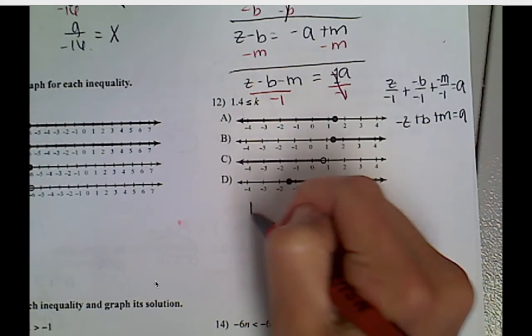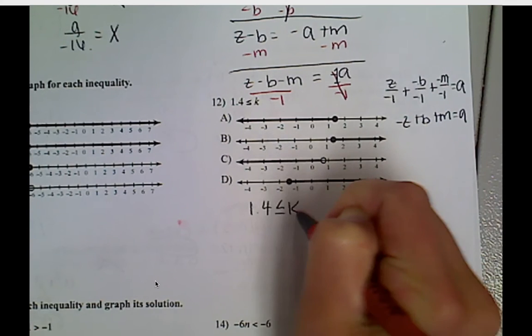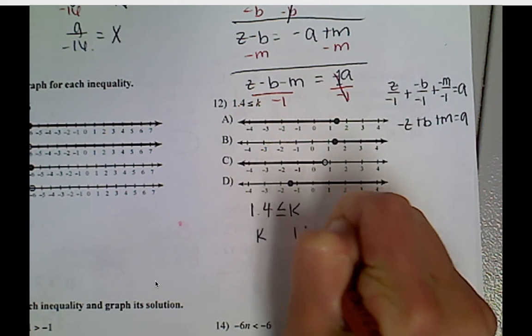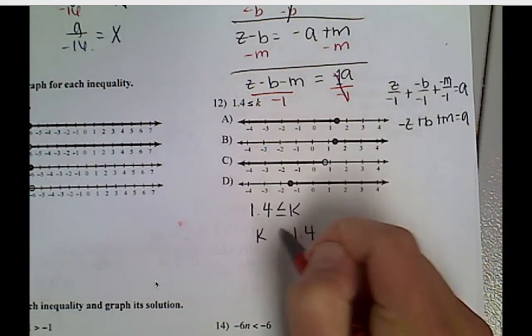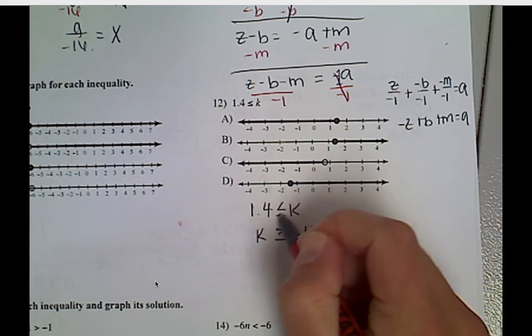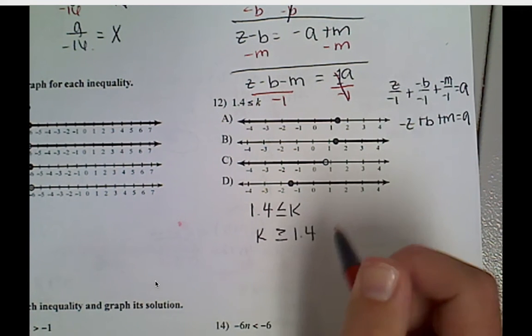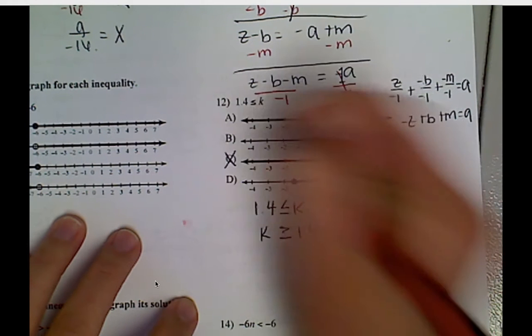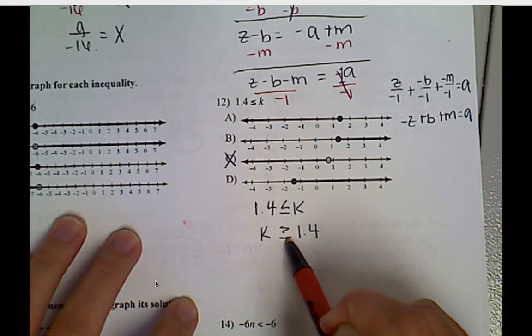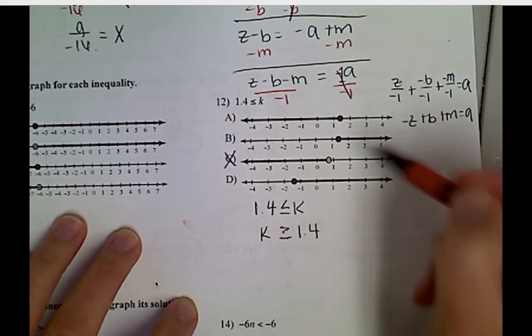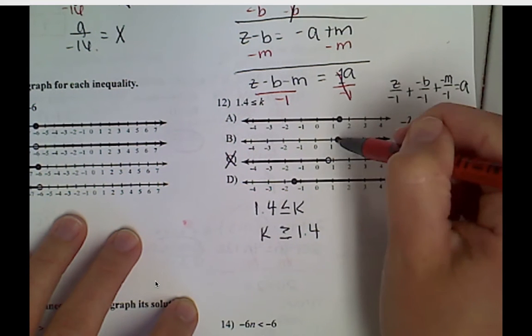Next one, I don't have x on the left, however, I can flip it. If I flip k and 1.4, I have to flip this sign too. So it's going to go the opposite. Pac-Man right here, he's eating k. Pac-Man right here, he's still eating k, so I haven't changed the value. I can eliminate C because I know I should have a closed circle because there's a line underneath it. Okay, when I'm looking at this, I'm looking for 1.4. This is at 1.4, this is at 1.4.